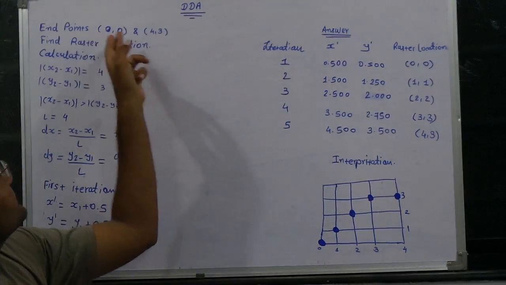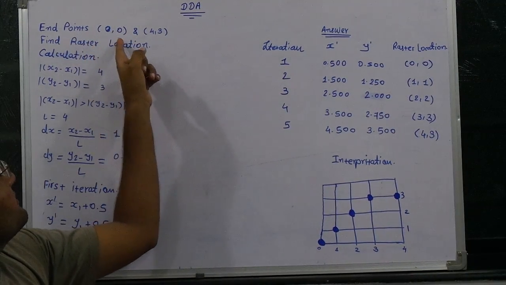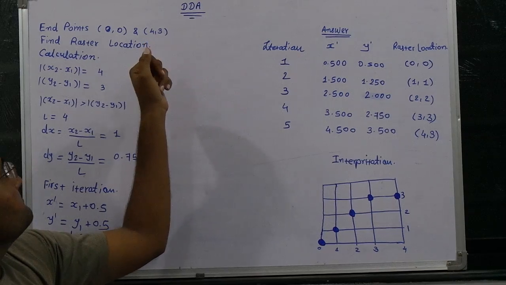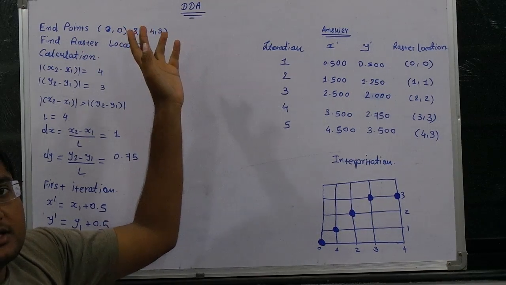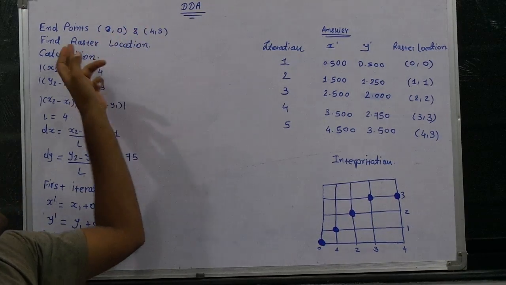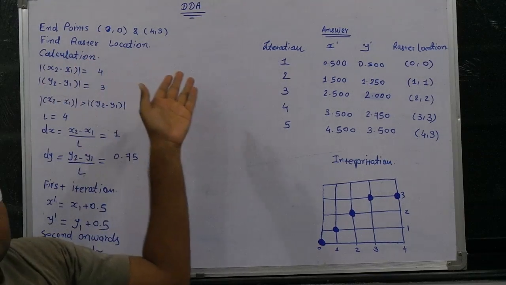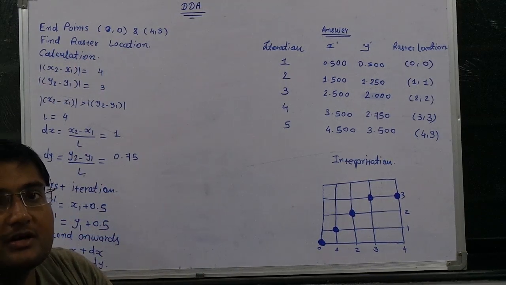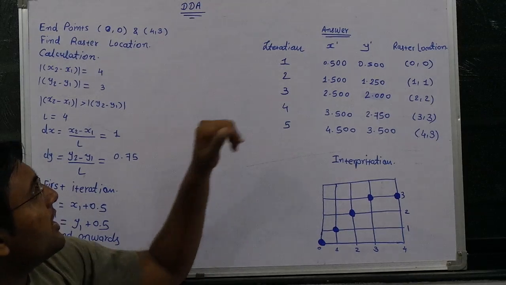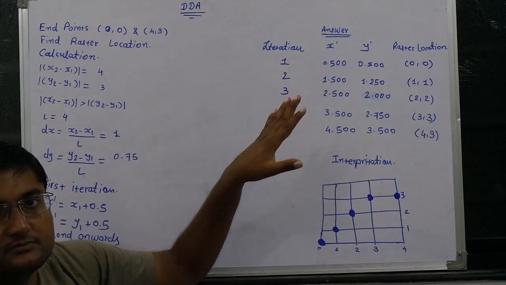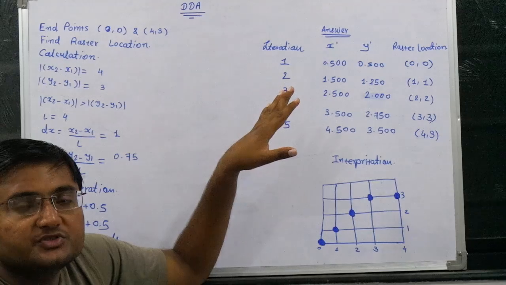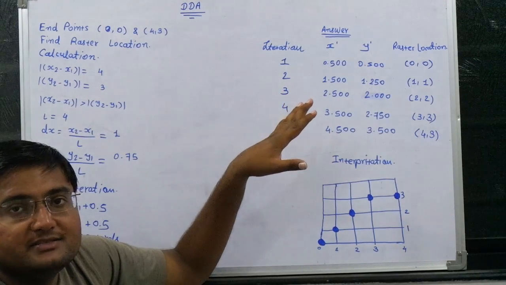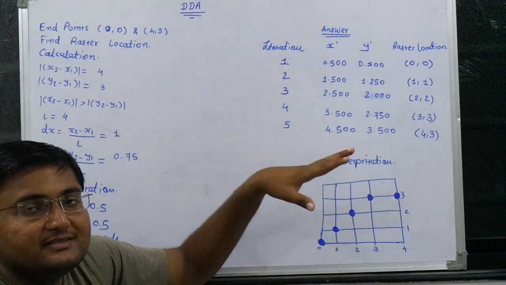Here I am taking one example of it. Endpoints are given 0, 0 and 4, 3. It's a line algorithm which represents a line and finds its raster location. So we need to find out certain points on a raster location. Okay, how to find out the answer? Generally, I am taking this procedure to make the example very easy, to understand the algorithm very easily.